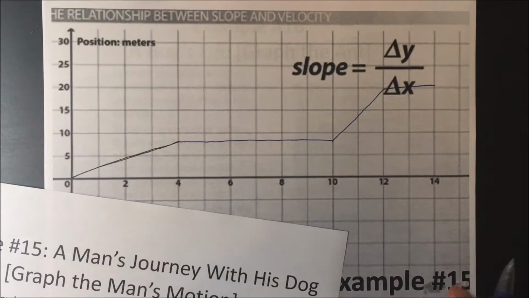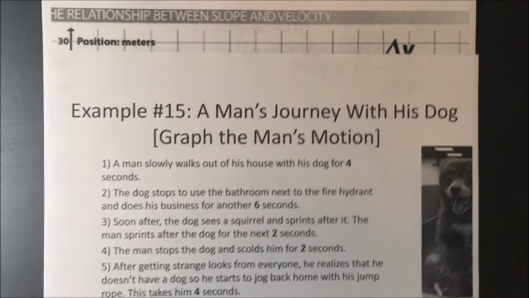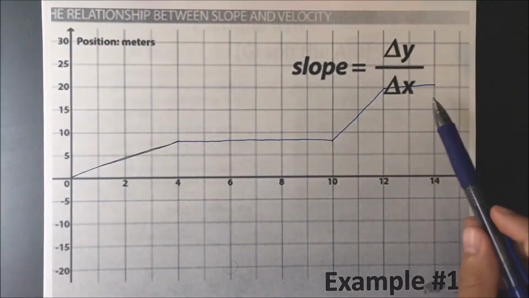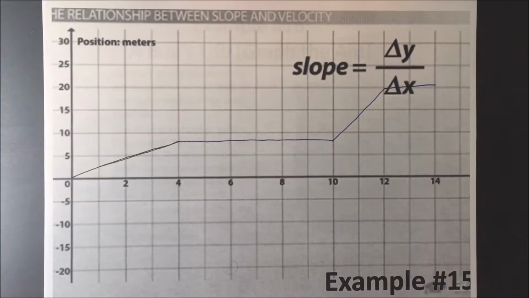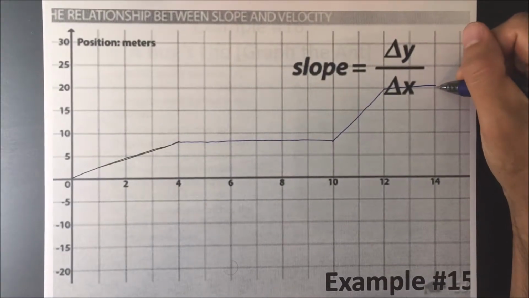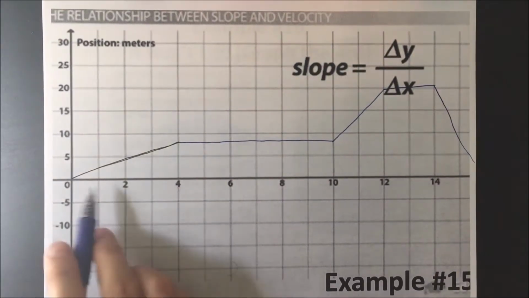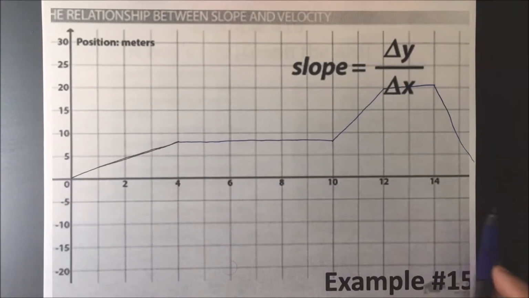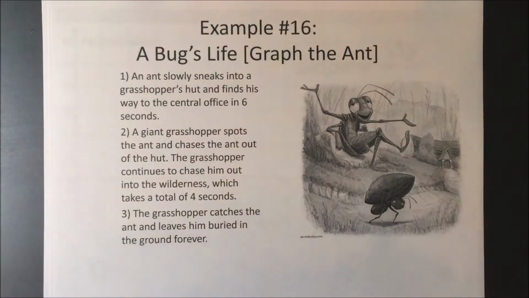It should be flat. After getting strange looks from everyone, he realizes that he doesn't have a dog. So he starts to jog back home with his jump rope. This takes him 4 seconds. Okay, so he goes back home, meaning he has to go back to where he started in 4 seconds. Sorry, I kind of drew this wrong, but it's going to go all the way over, going back home, which is at the 0 meter mark. It's going to take him 4 seconds to get there, to go back home to the 0 meter mark. Alright, so let's try this one again.